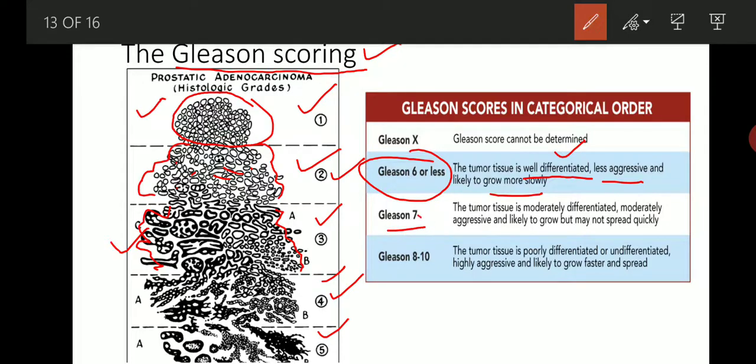If the final score is 7, which can be either 3 plus 4, 4 plus 3, 5 plus 2 or 2 plus 5, anyway it can become 7, then the tumor tissue is said to be moderately differentiated and it is moderately aggressive, may not spread quickly. But if the score is 8 to 10, then the tumor is said to be poorly differentiated. It is likely to grow very fast and spread very fast and kill the patient rapidly. So this is the Gleason scoring system.